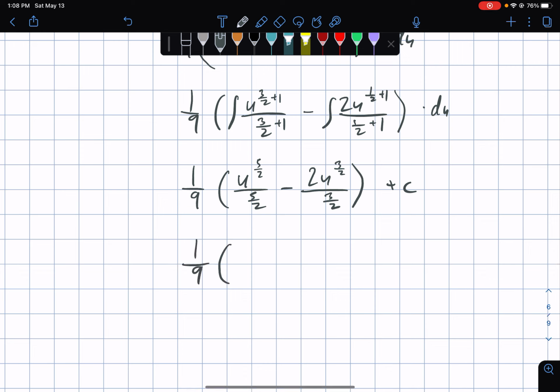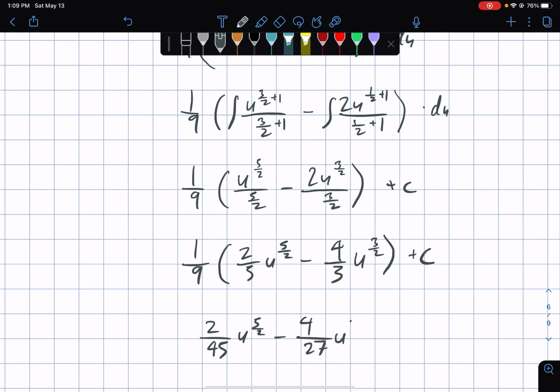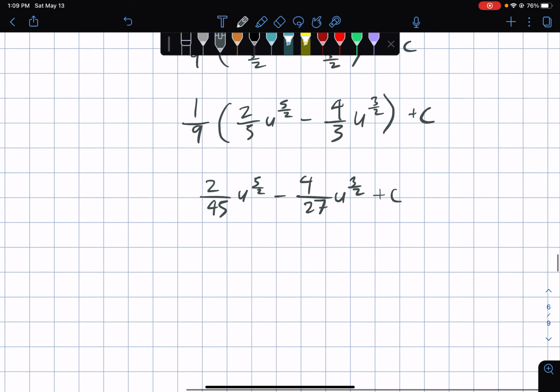Okay, so we could still simplify before distributing 1 over 9 to it. So we have 2 over 5 u raised to 5 over 2 minus 2 over 3, or if you multiply 2 and 2, that makes 4 over 3 u raised to 3 over 2, then plus c. And then 2 over 45 u raised to 5 over 2 minus 4 over 27 u raised to 3 over 2 plus c. Okay, so far so good.